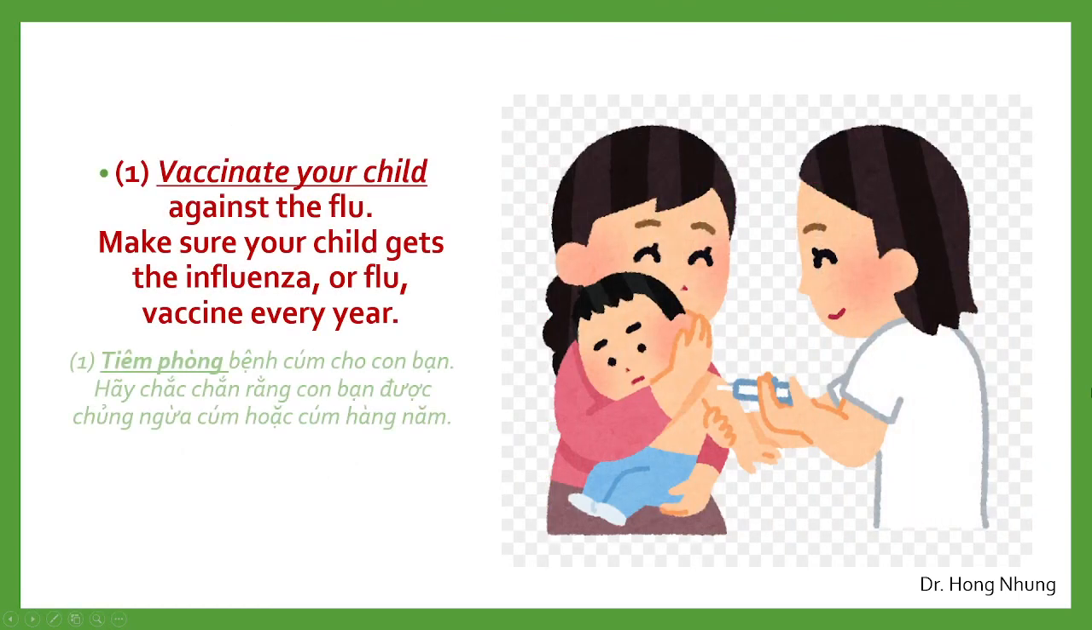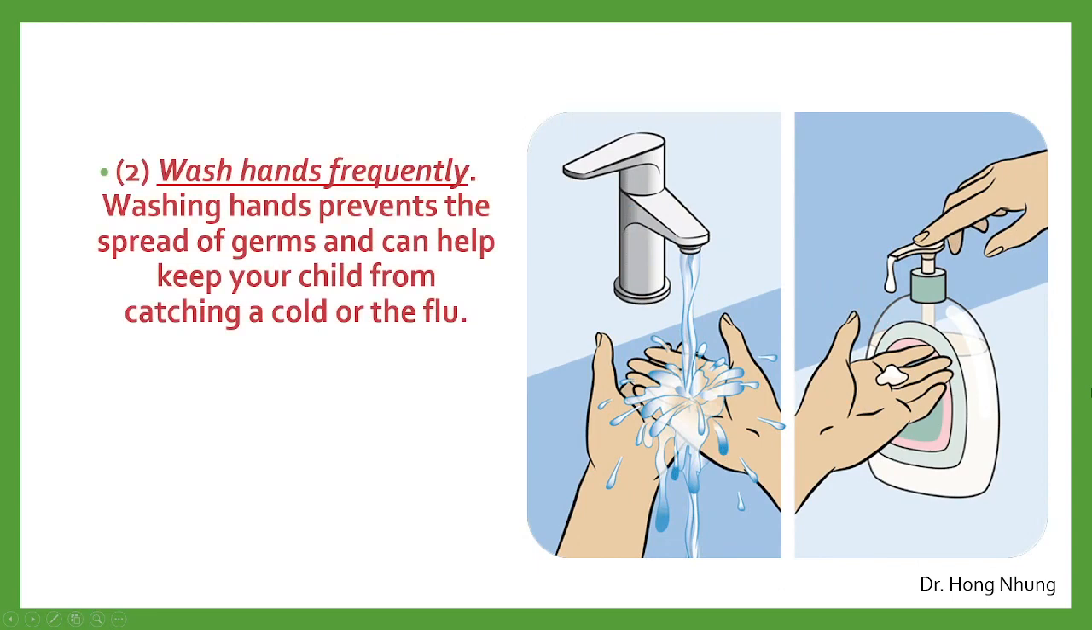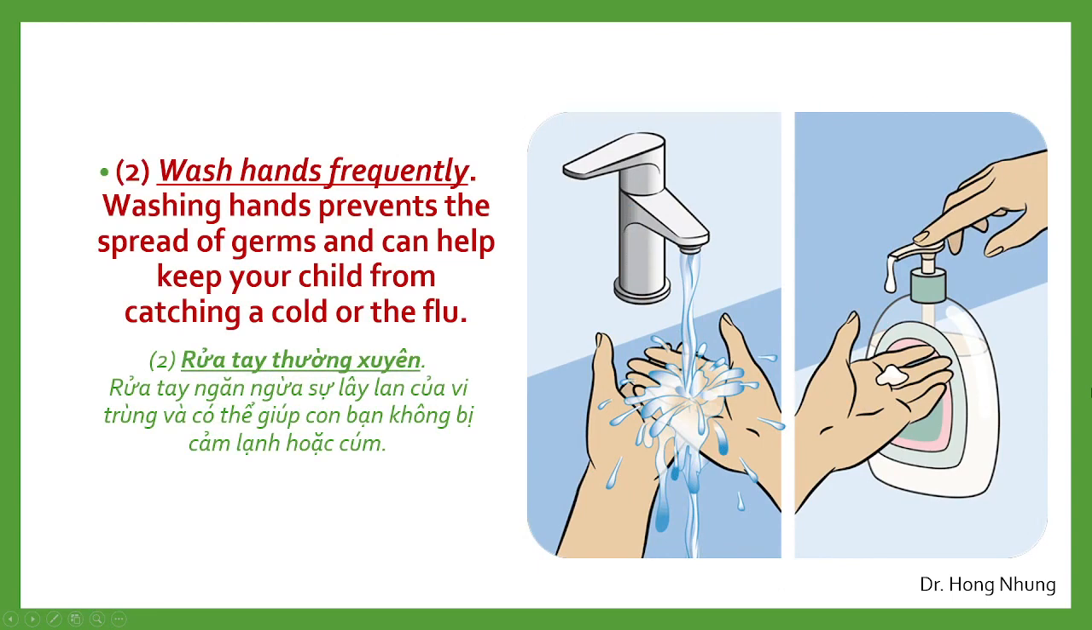1. Vaccinate your child against the flu. Make sure your child gets the influenza or flu vaccine every year. 2. Wash hands frequently. Washing hands prevents the spread of germs and can help keep your child from catching a cold or the flu.